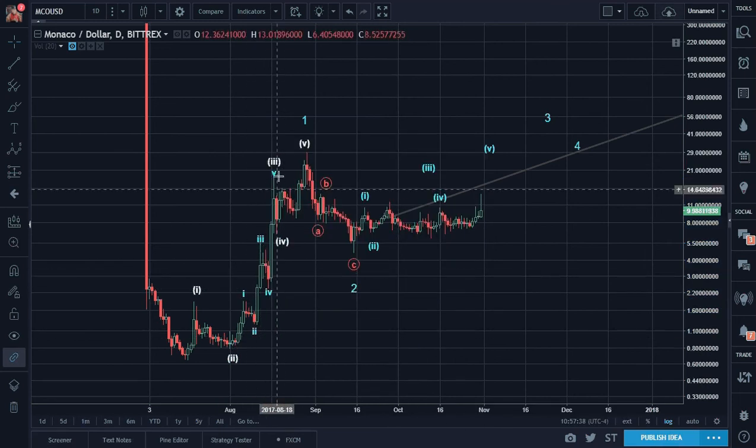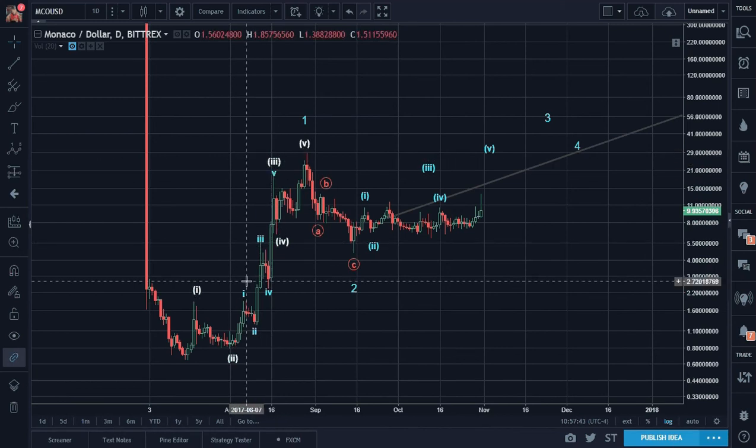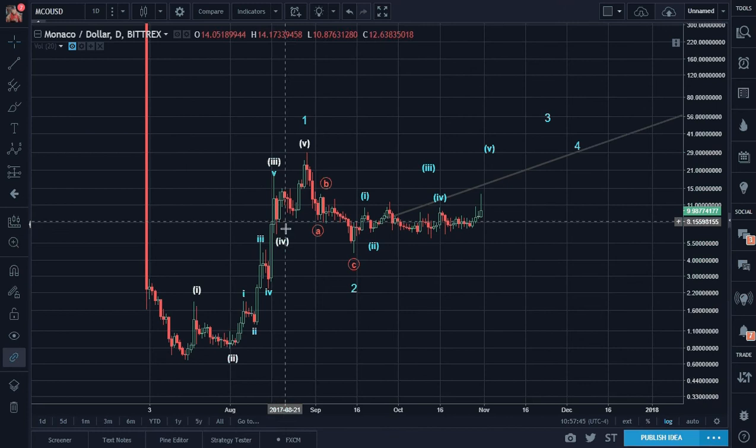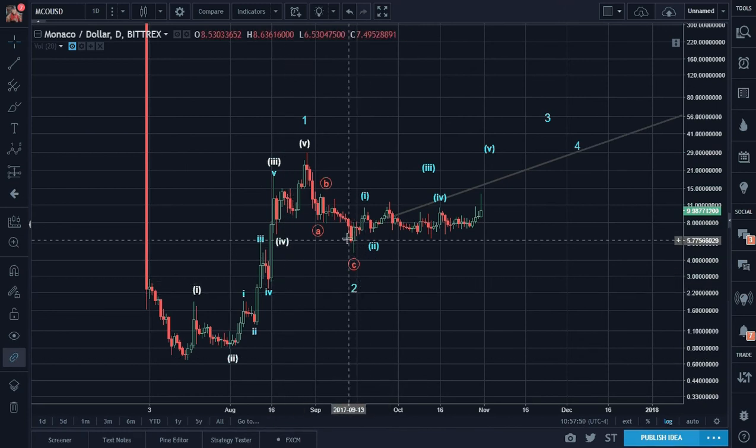These blue waves are subwaves of wave 3. And therefore, if there was 5 waves here, wave 4 must have an ABC retracement. So the best time to enter is at the terminal end of a C wave.